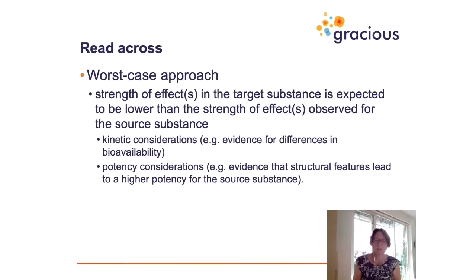Also, a worst case approach is possible. Here the strength of the effects of the target substance is expected to be lower than the strength of the effects observed in the source substance. So the source, where you have the existing information, has a higher effect than the target, and you can indicate this based on both kinetic considerations, for example, information on the bioavailability, and on potency considerations, and these should be combined.